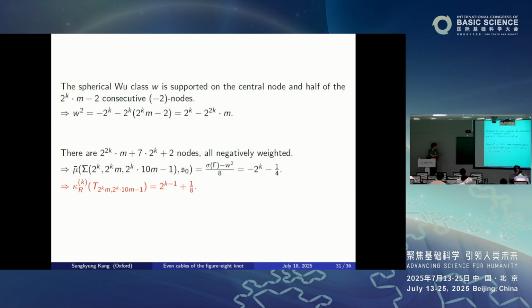Then the formula is signature minus Wu square divided by 8. If you do that, n vanishes. And then the mu-bar invariant becomes exactly minus 2^k minus 1 to the power of 4. And by taking its negative and dividing it by 2, you get the exact value of the kappa invariant, 2^(k-1) plus 1 over 8, which is very surprising because it's so simple. And so that's the start of this computational miracle.